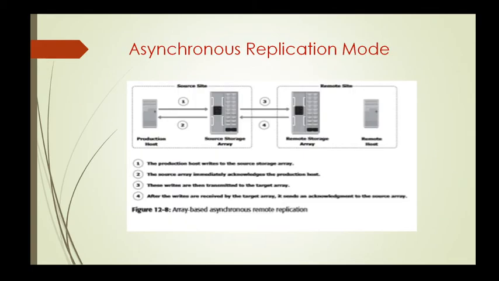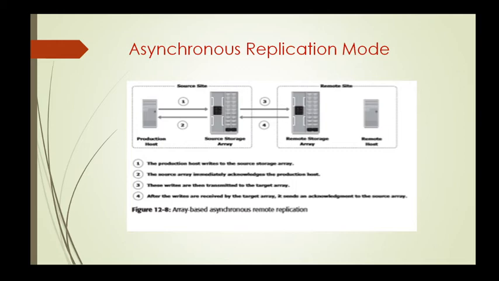First, again we have the storage site as well as the remote site. The storage site contains the production host and the source storage array. At the remote site, we have the remote storage array and the remote host. In the first step, the production host writes to the source storage array, and then immediately the source array will acknowledge to the production host about this. So in step 1, the production host writes to the source storage array. In step 2, the source array will immediately acknowledge the production host.